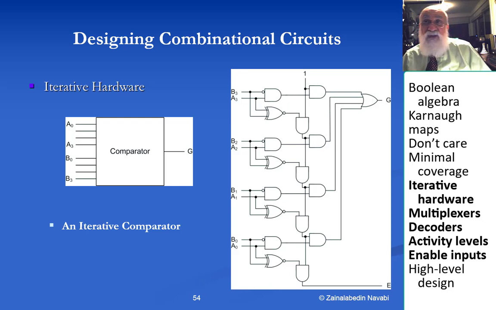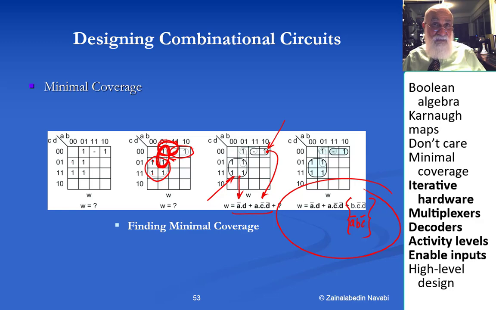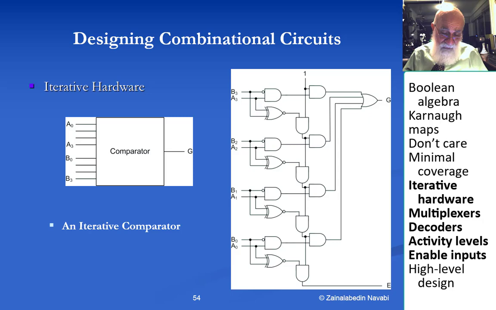There are a lot of situations where I cannot really design circuits using Karnaugh maps. Let's look at this situation, for example. I'm building a circuit with a comparator, a comparator that creates a 1 when its A input is bigger than its B input.